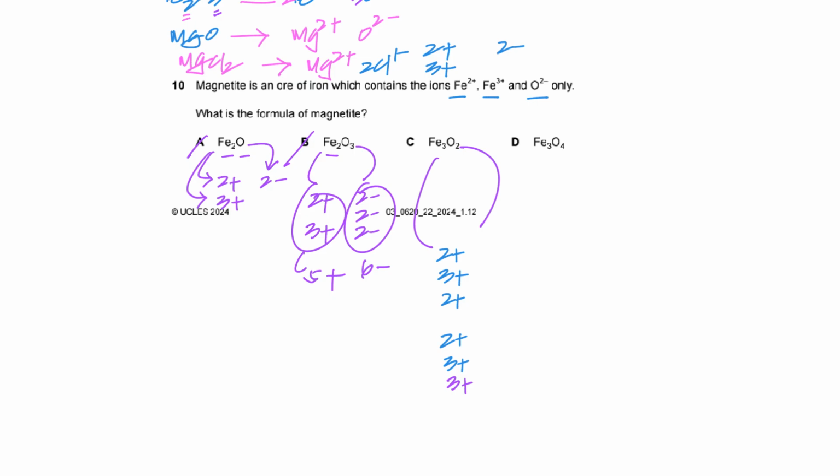So if you have 2 oxygens, that means you have a total of how many negatives? A 2- and a 2-. So in total, you have 4 negatives. So is 4- balanced out by 2+2+3, that's 7+? No, it's not. Is 4- balanced out by an 8+? No, it's not. So C is also wrong. And then D is the only option left.